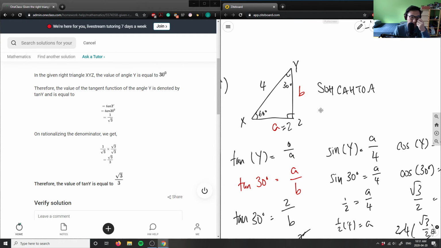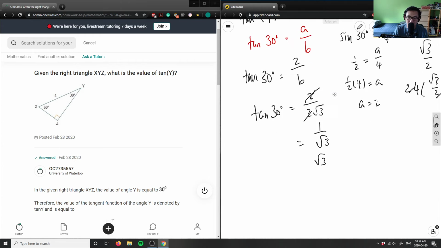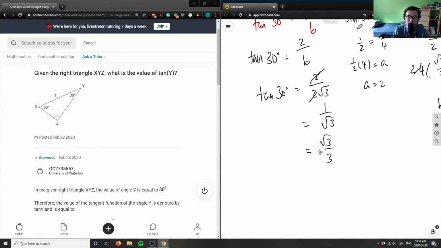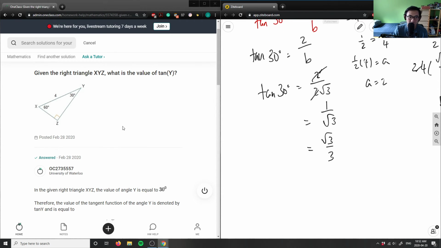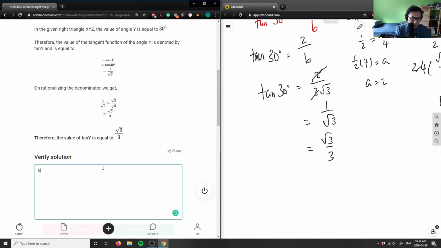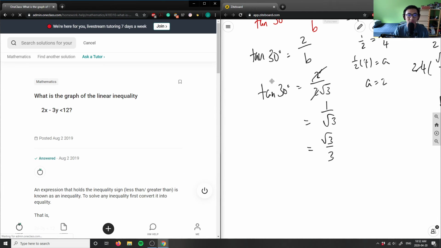I just didn't know what the question was asking. I thought the question was asking what the side lengths are in order for me to solve for my trigonometric ratio, so I actually did more work in the solution than needed. But therefore, this tangent 30 equals root 3 over 3. That's my answer here. So this here is my correct solution. So root 3 over 3 here is correct. So this here is great. Solution and analysis. Sweet. And yes, I can do one last question for today.